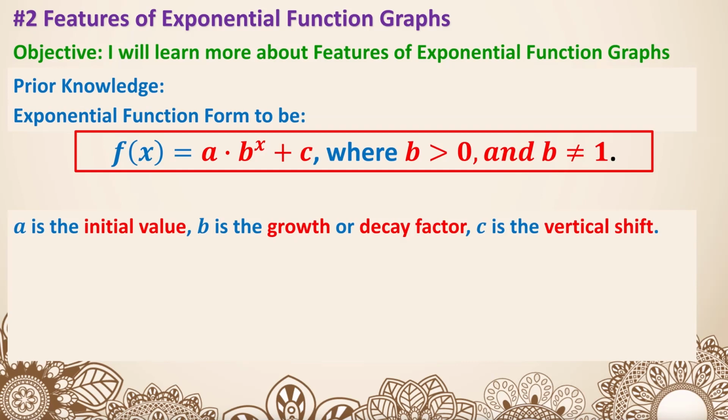We're going to look at the graph. If it's increasing, in other words, it's going up that way or that way, that's growing. Decaying is going down. And vertical shift is typically where the asymptote is.